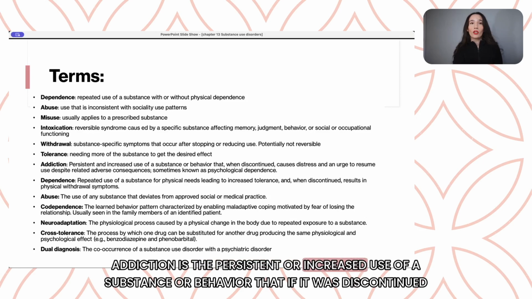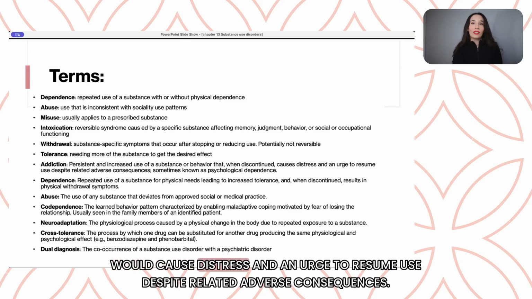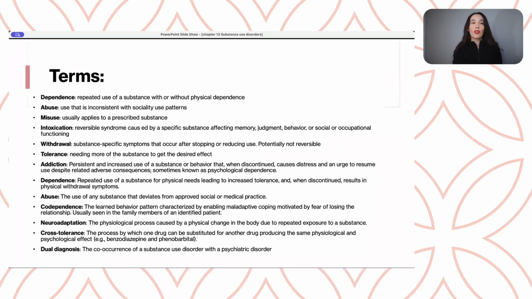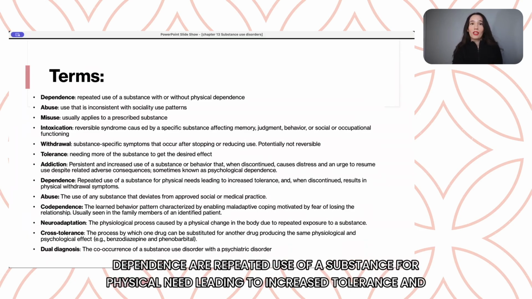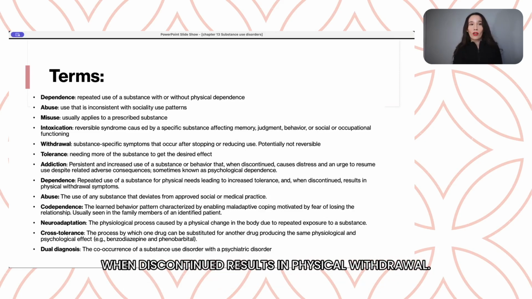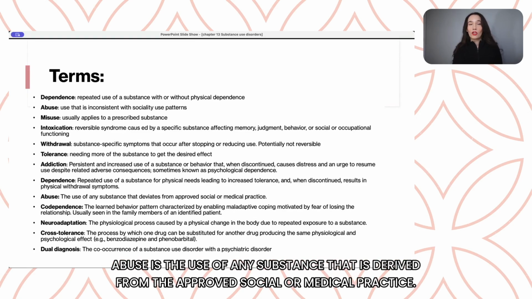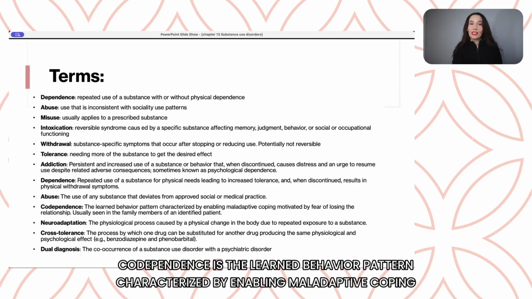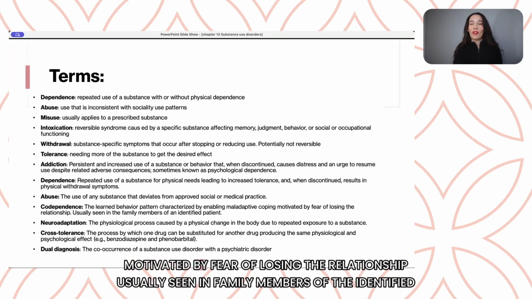Addiction is the persistent or increased use of a substance or behavior that, if it was discontinued, would cause distress and an urge to resume use despite related adverse consequences. Dependence is repeated use of a substance for physical need, leading to increased tolerance, and when discontinued, results in physical withdrawal. Abuse is the use of any substance that is derived from the approved social or medical practice. Codependence is the learned behavior pattern characterized by enabling maladaptive coping motivated by fear of losing the relationship, usually seen in family members of the identified patient.